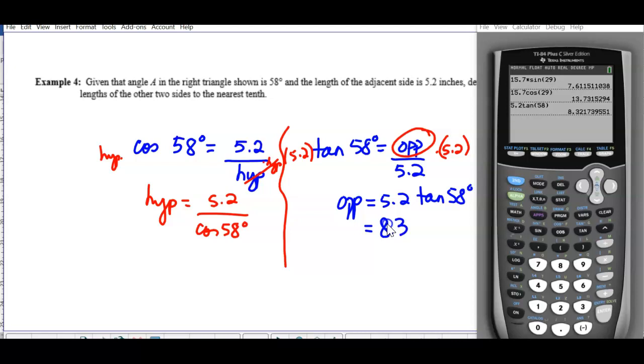So all you need to remember is if you're looking for the opposite side using tan or sine, then you're multiplying. So if your unknown is in the numerator of your ratio, you're multiplying. If your unknown is in the denominator of the ratio, you're dividing. You're always multiplying by the trig ratio or dividing by the trig ratio. So now 5.2 divided by cos of 58 is 9.8.